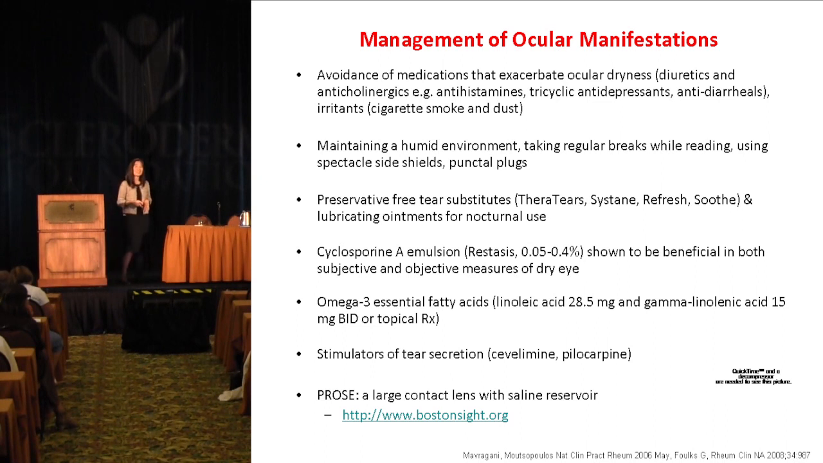And believe it or not, omega-3 fatty acids, there's actually a randomized controlled trial that shows that these do benefit Sjogren's. So that's kind of exciting if you're interested in a less westernized medicine approach. And finally, there's a number of medications like cevimeline or Evoxac and pilocarpine that can stimulate tear production and saliva production.